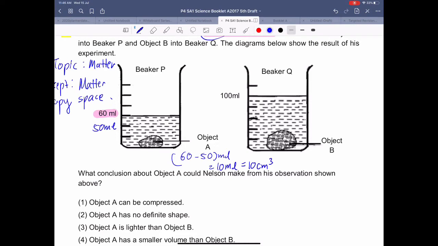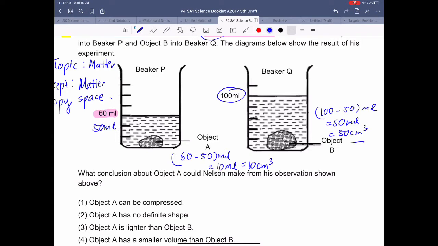Now, compare this with object B. Once again, the original level of the beaker is actually at 50 ml. However, now it is actually at 100 ml. So to find out what is the volume of object B, you will take final volume minus away initial volume, which is actually 50. You will get 50 ml, which is equivalent to 50 cm cube. So this unit is used for talking about the volume of solids, usually in labs. You can use ml, but ml usually is more for liquid. So I prefer to use, or the convention is actually cm cube for solids.